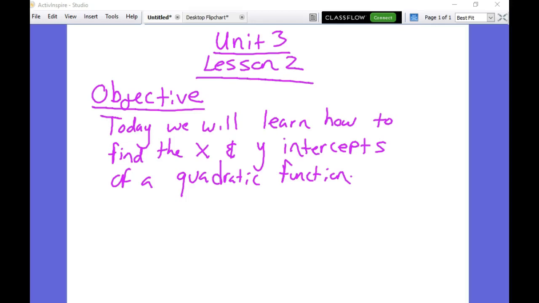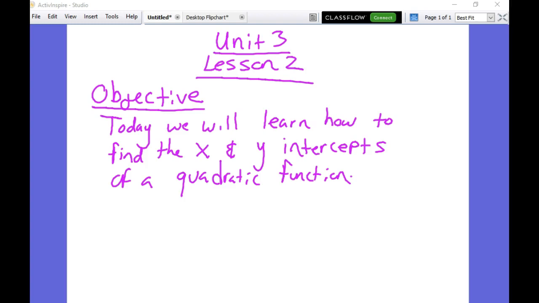So we are finding X and Y intercepts today. The reason we're doing that is because oftentimes when you're dealing with graphing these things, you want to be able to find the X and Y intercepts, so it helps with graphing. We won't be doing any graphing today, but you can. It's helpful for that.